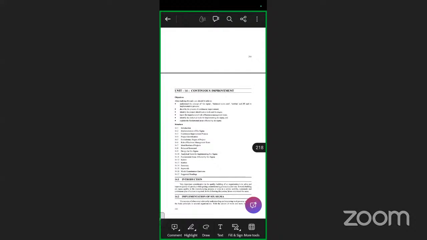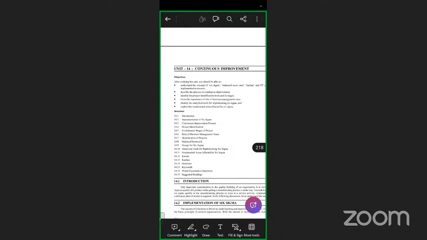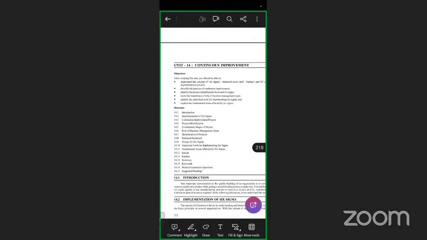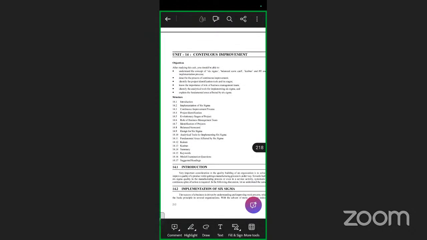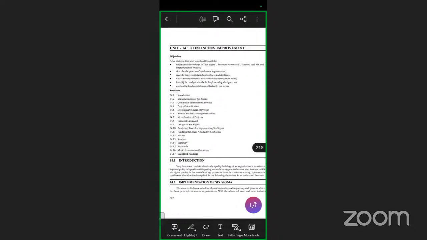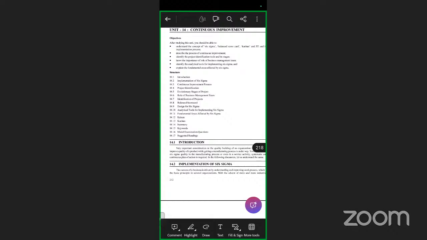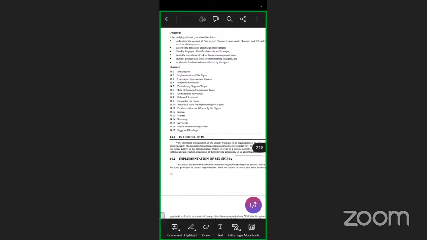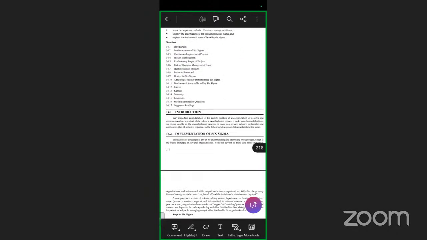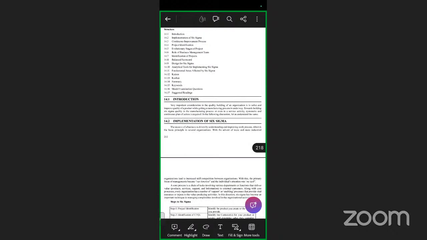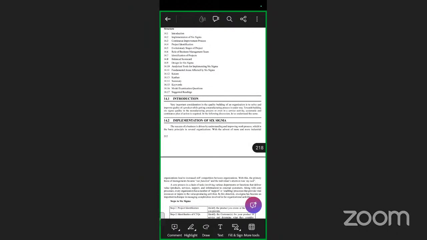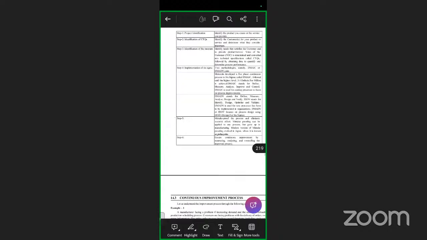Yes, continuous improvement. So where we stopped in the last class: continuous improvement means progress. Here, after implementation of Six Sigma, there should be continuous improvement, project identification, evaluation stages of a project, the role of the business management team, identification of project, balanced scorecard, design for Six Sigma, analytical tools and implementation of Six Sigma, fundamental areas affected by Six Sigma, Kaizen, Kanban, and a summary of these things.